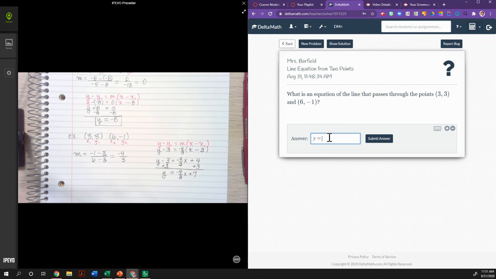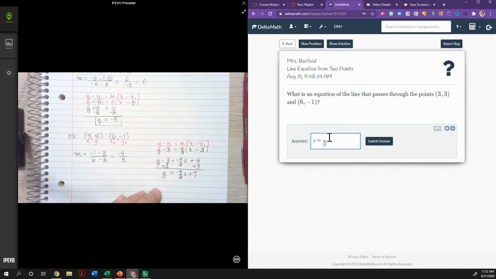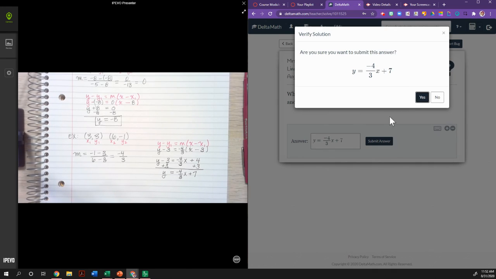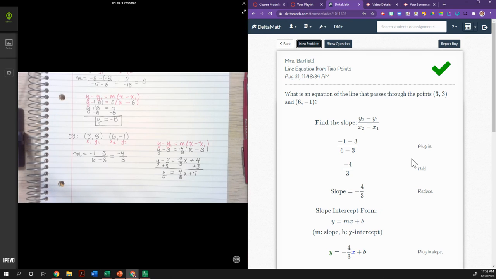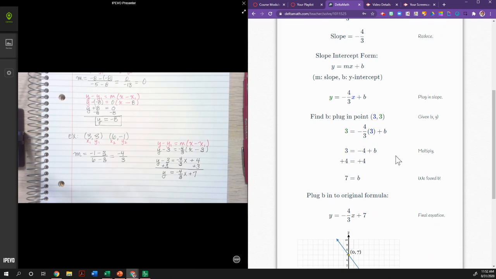So y equals negative 4/3 x, and then plus 7. Submit my answer. Yes, there we go. Okay, and again, Delta Math does different work than I do, okay? And there's nothing wrong with that.